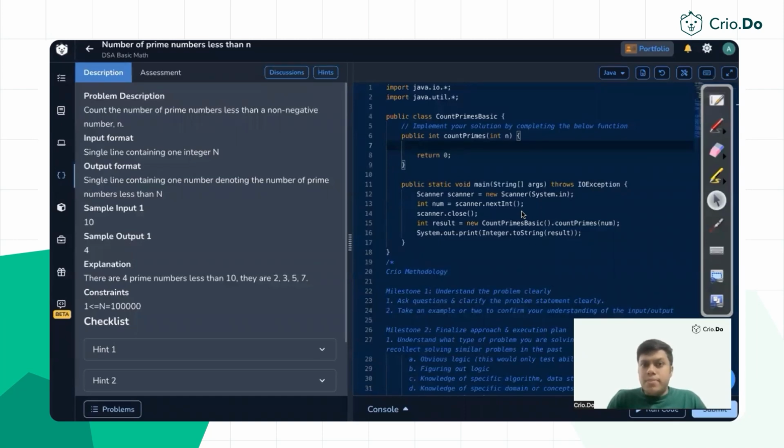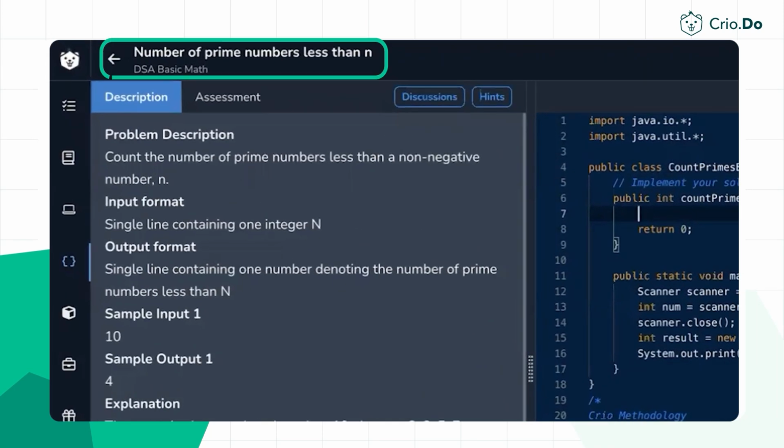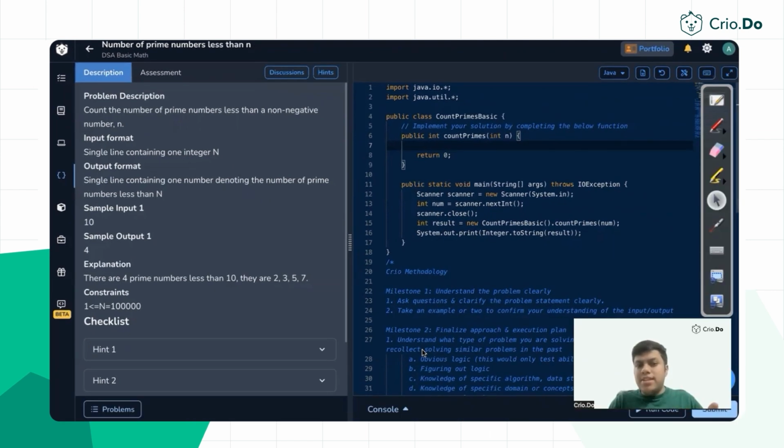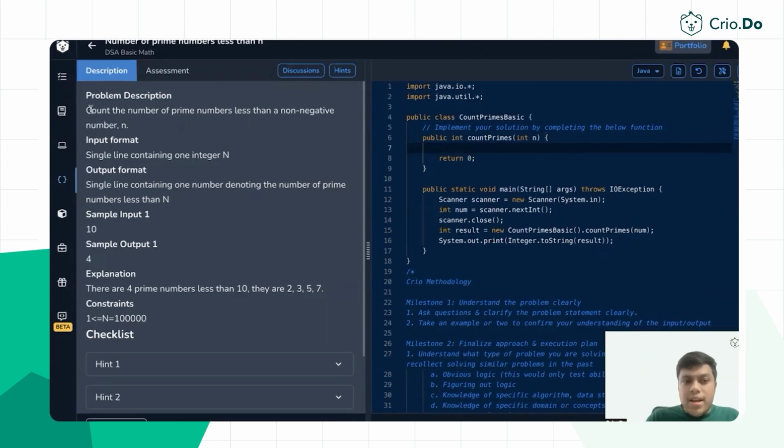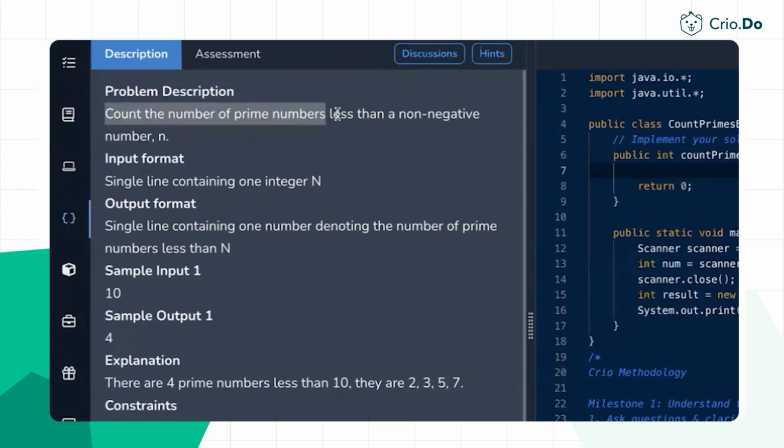Okay, so welcome back. In this particular video, we will be discussing the problem: number of prime numbers less than n. So let's read what the problem statement is asking us to do. The problem statement: count the number of prime numbers which are less than a non-negative integer n.